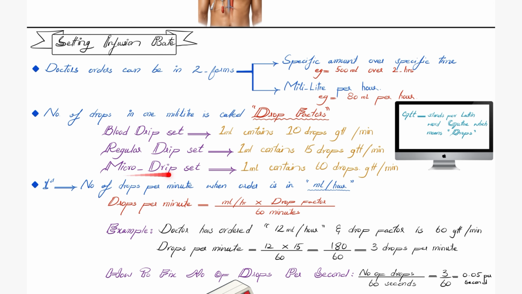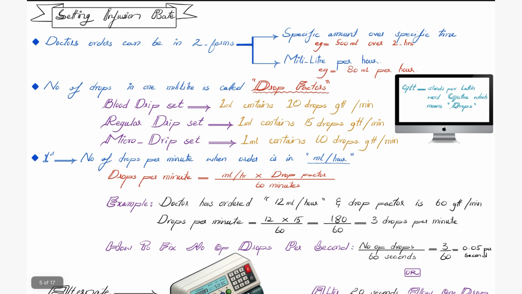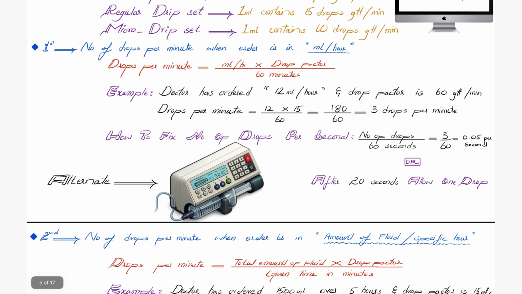And in a micro drip set, 1 milliliter contains 60 drops. And the drop factor for a micro drip set is 60 gtt per minute. Now in the first case, we calculate the number of drops per minute when the order is in milliliter per hour. The formula for drops per minute is the milliliter per hour ordered by the doctor, multiplied by the drop factor, divided by 60 minutes. For example, the doctor has ordered 12 milliliter per hour and the drop factor is 60 gtt per minute. Then drops per minute is calculated and it is 3 drops per minute.